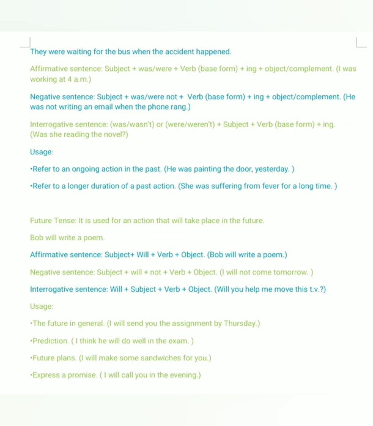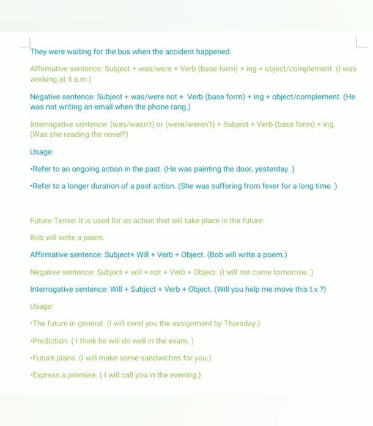Now where to use this past continuous tense? When we are referring to an ongoing action in the past, like he was painting the door yesterday. When we refer to a longer duration of a past action, like she was suffering from fever for a long time.